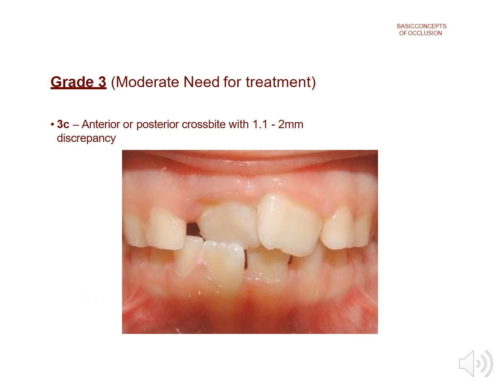The next one is 3C, anterior or posterior crossbite with 1.1 to 2 mm discrepancy. What we see in this photo is an anterior crossbite.